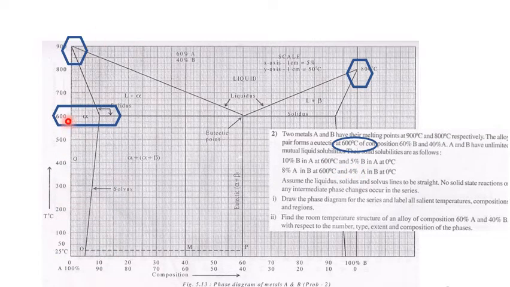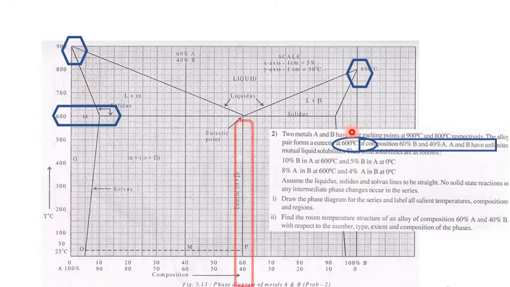So draw one thin horizontal line for 600 degrees Celsius. Then they have given the eutectic composition as 60% B and 40% A. So draw one vertical line at 60% B and 40% A. Okay, so we have the melting points of A and B, the eutectic temperature and the eutectic composition.